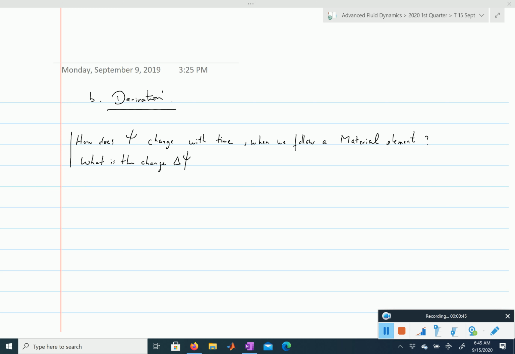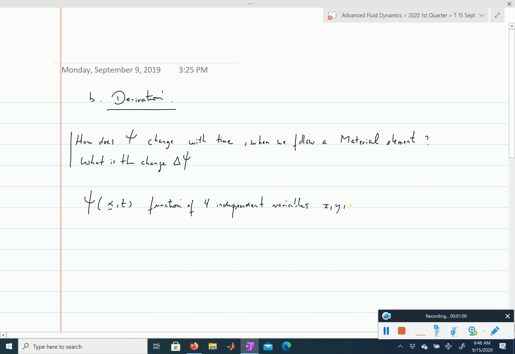So a function psi is a function of 4 independent variables. So this is x, y, z, and t. Psi could be temperature, so temperature would be a function of 4 independent variables. You can measure temperature at any location in x, y, z, and at any time.